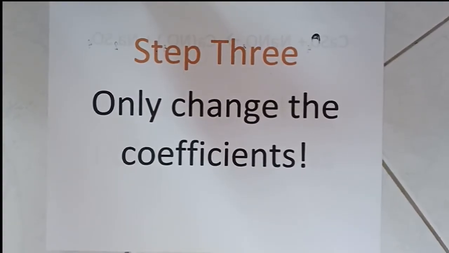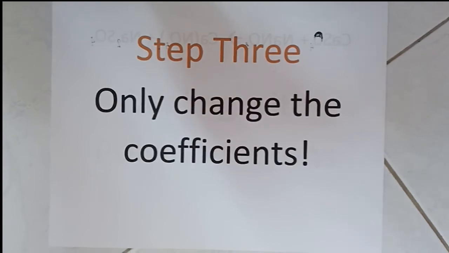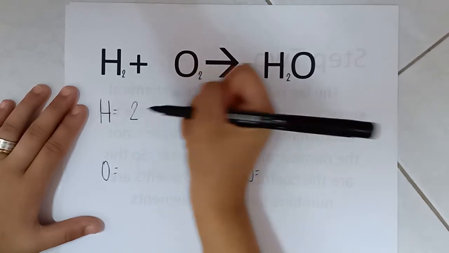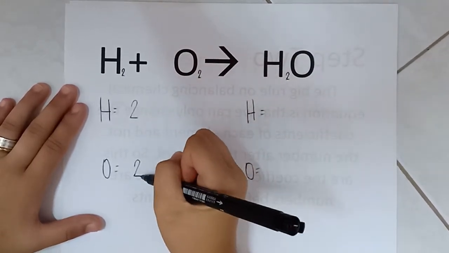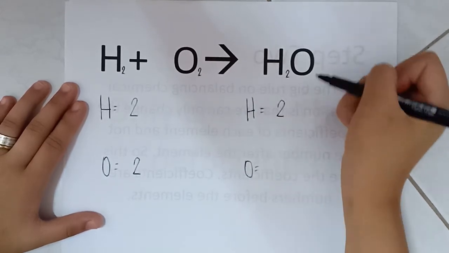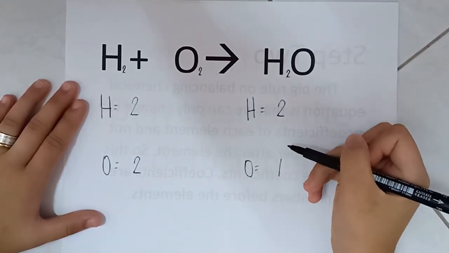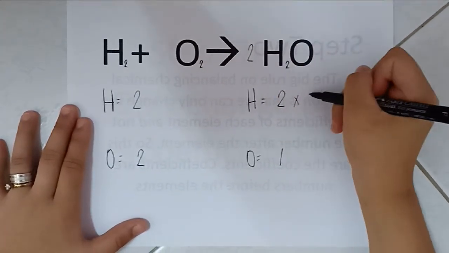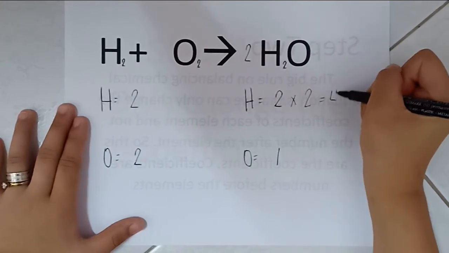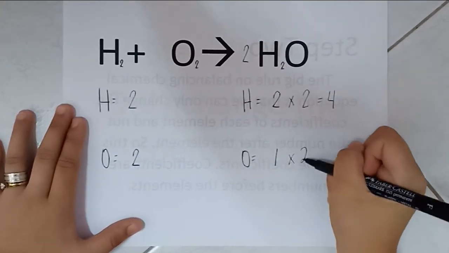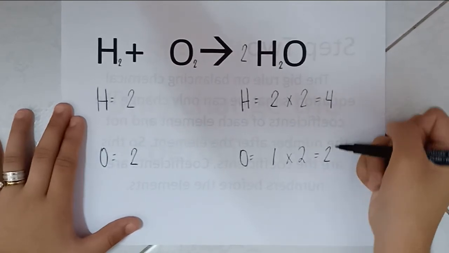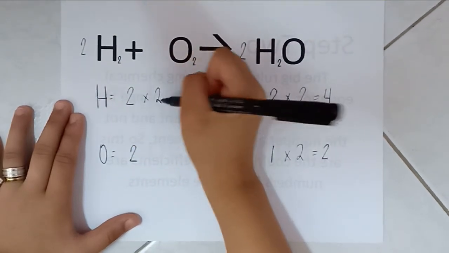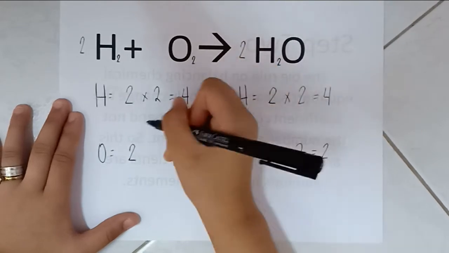Step 3. Don't forget that only the coefficients can be changed. Let's try another problem. So the equation, we have 2 hydrogen, 2 oxygen. Over here we have 2 hydrogen and 1 oxygen. Let's try to put 2 right here. So 2 times 2, that gives us 4 hydrogen. And 2 times 1 oxygen, we have 2. Oxygens are balanced now, but hydrogens are messed up. We can put 2 here at hydrogen, so 2 times 2, that will give us 4. And now the atoms on each side are the same, so this equation is now balanced.